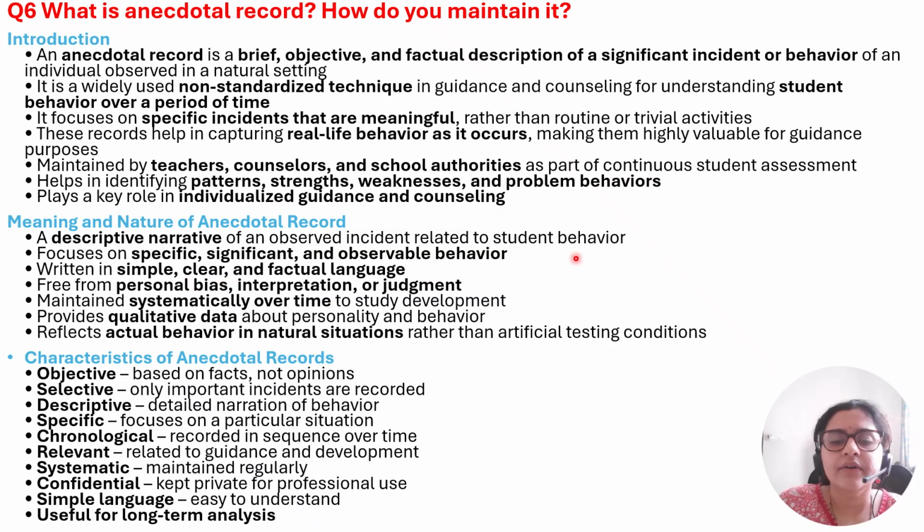Okay, or let us say how a student behaves with his friends. Or let us be more particular, how he behaves with his best friend. He might have many friends, but he might be close with one particular friend. So a teacher observing how a student's behavior is with his best friend, that is the one whom he moves very closely with. Okay, it is a descriptive narrative, focusing on specific, significant, and observable behavior.